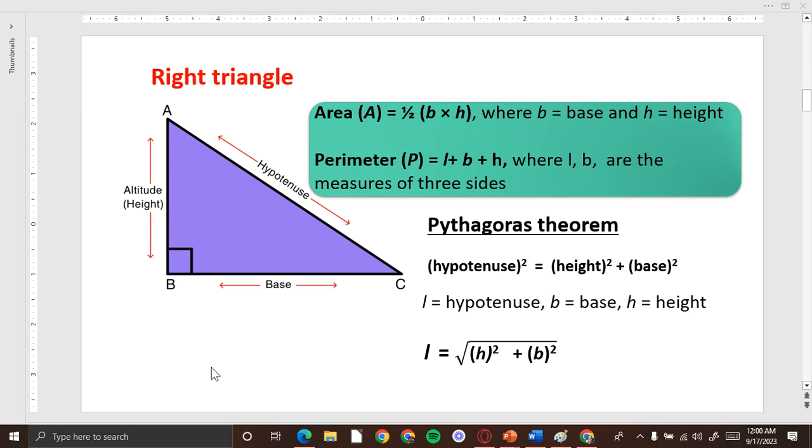This is a right angled triangle. For this triangle, base is B and height h and hypotenuse is L. As per the Pythagoras theorem, hypotenuse square is equal to height square plus base square. So if L is the hypotenuse, then L is equal to square root of h square plus b square. And area can be calculated as half into base into height, that is half bh, where b is the base and h is the height. Perimeter is equal to sum of all these lengths, that is L plus b plus h.